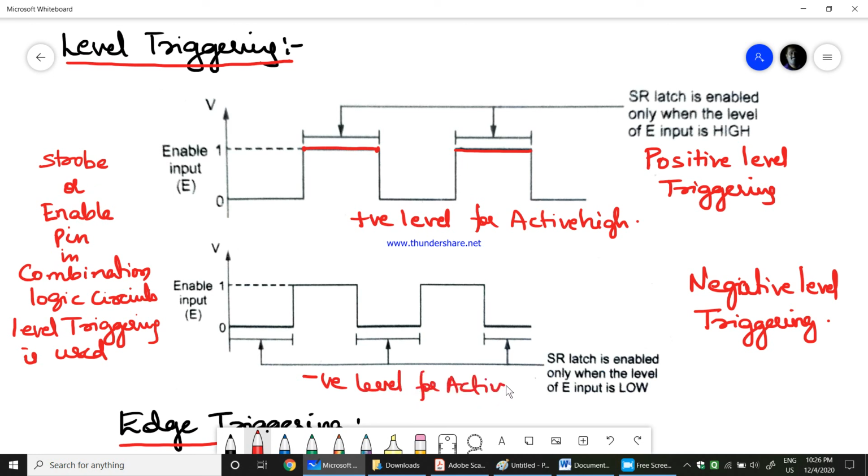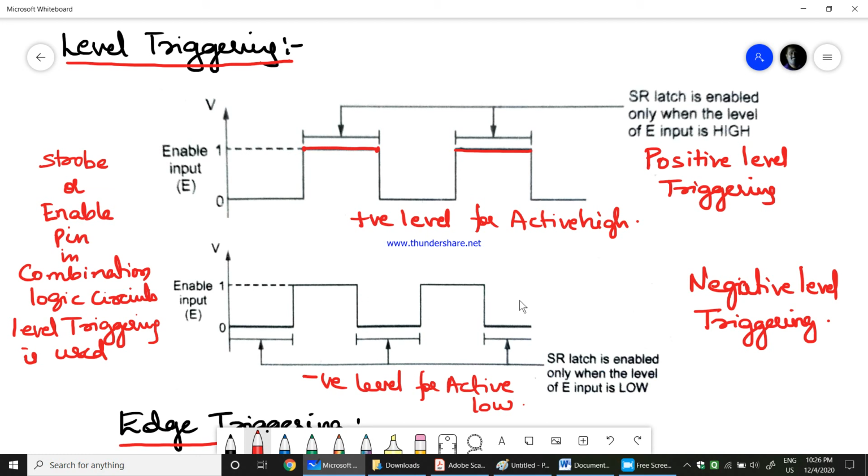So if you have an active low enable pin, normally negative level triggering is what will be used in such enable inputs. If you have active high enable inputs, we normally use positive level triggering. Okay, so negative level triggering is used for active low enable inputs, whereas positive level triggering is used for active high enable inputs. So that is what level triggering is used for.